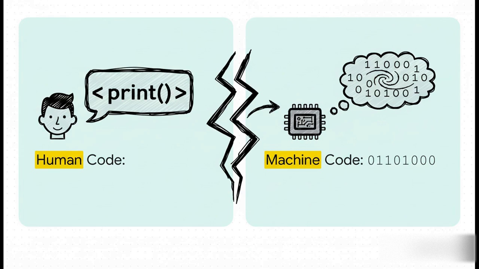And this right here shows you the problem perfectly. On the left, you've got a command that makes total sense to us. On the right, that's what the computer needs to see. It's a completely different language. To bridge this gap, we need special translator programs, and they really come in two main flavors. We call them compilers and interpreters.